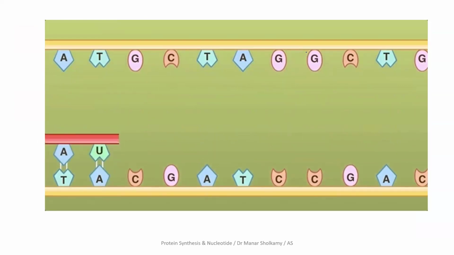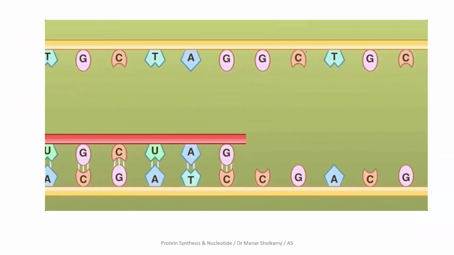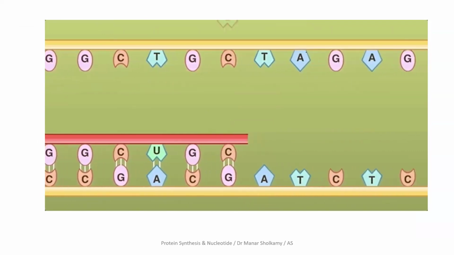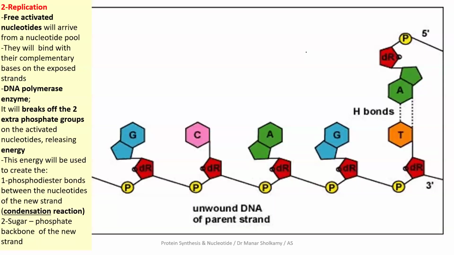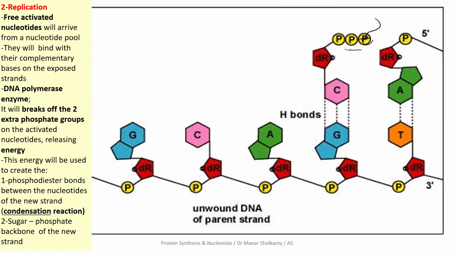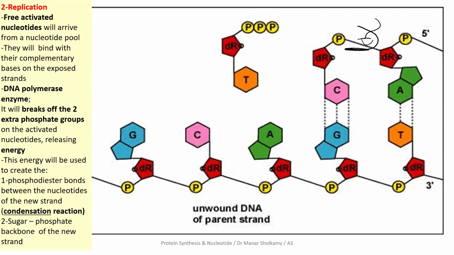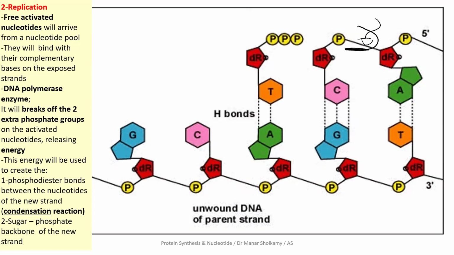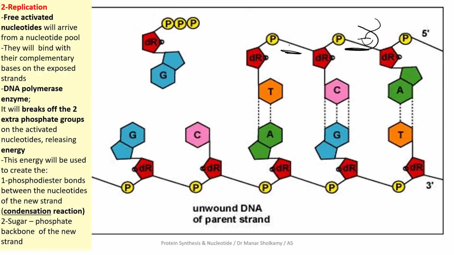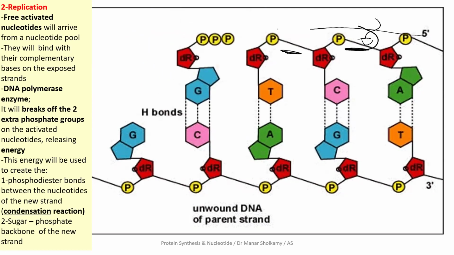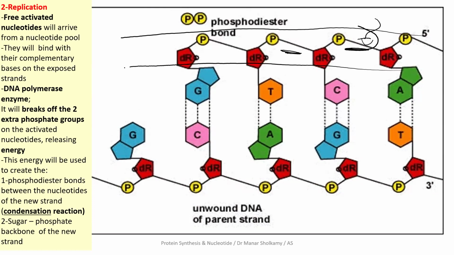This is the unzipping. And these are the free activated nucleotides that bind by complementary base pairing with the help of the DNA polymerase. Again, here I have a template with exposed bases. The free activated nucleotides will arrive. They are activated because they have 2 extra phosphate groups. These phosphate groups will be broken by the DNA polymerase, and this generates energy. And this energy is going to be used to bond the new nucleotides together, creating the phosphodiester bond and the sugar phosphate backbone. Nice?